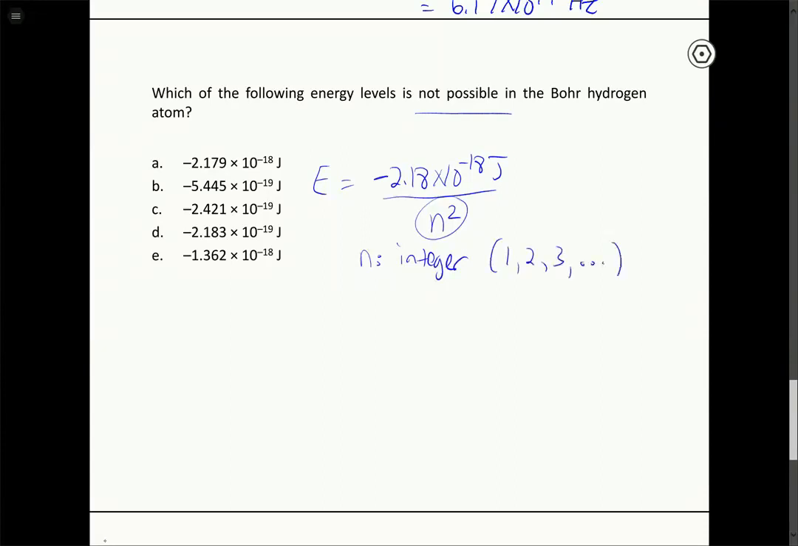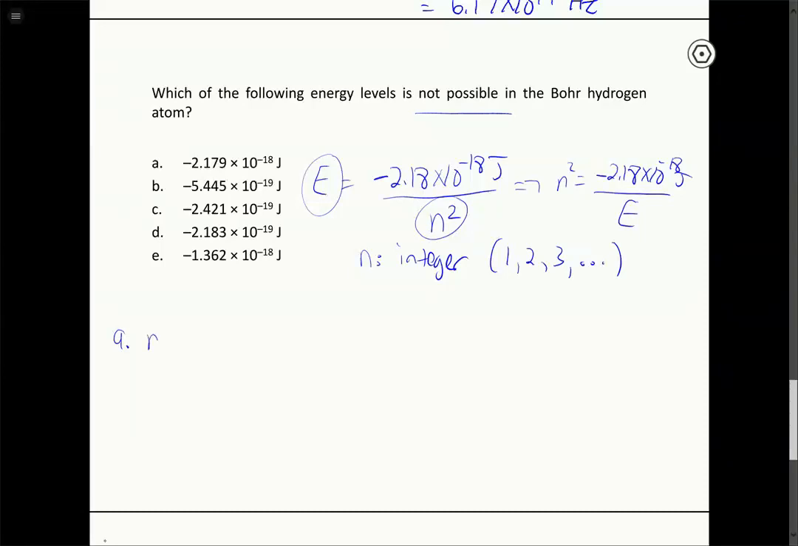And so what we're going to do essentially for all of these answer choices is we're given the value of E, the energy level. We're going to solve for the value of n, and in order for this to be a possible energy level, n has to be an integer. So I think we did a question like this in class, but this is really the same concept. Just have to make sure that we solve for n and find which ones are or are not integers. So for choice A, basically in each case we're going to rearrange and get n squared is equal to minus 2.18 times 10 to the minus 18 joules divided by whatever the energy level value is.